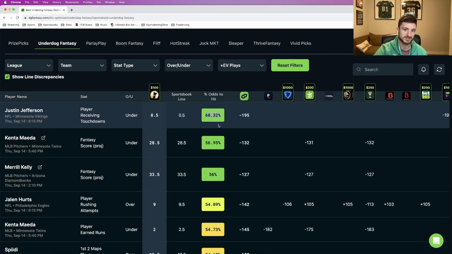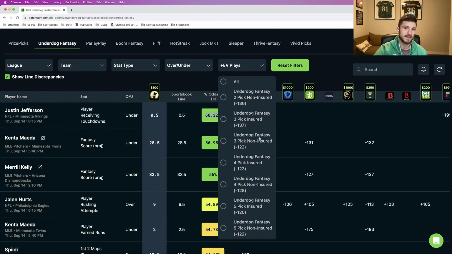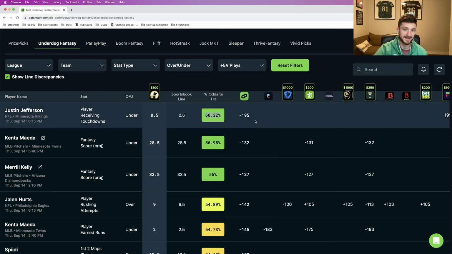That equates to a win percentage of 60.32%. Remember, a 3-pick non-insured entry on Underdog has the implied odds of minus 122. Should be priced at minus 195. That's an insane value. This is our first play, our play on the Vikings side of it. Justin Jefferson under 0.5, so basically he doesn't score a receiving touchdown. It would be very funny if he gets a rushing one because we would still cash this.